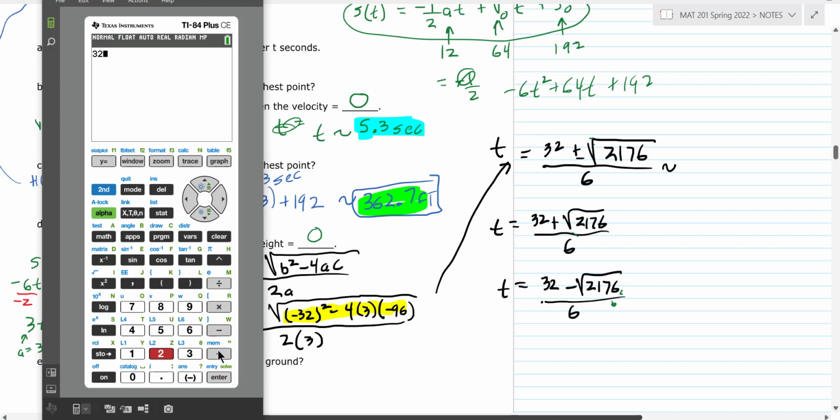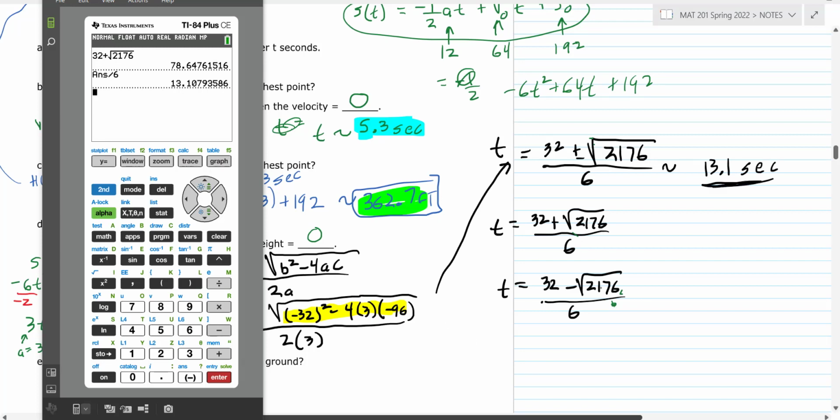So we have 32 plus the square root of 2176. I'll just get the answer to that. Divide that by 6. So this gives us about 13.1 seconds, which seems to be a logical answer.